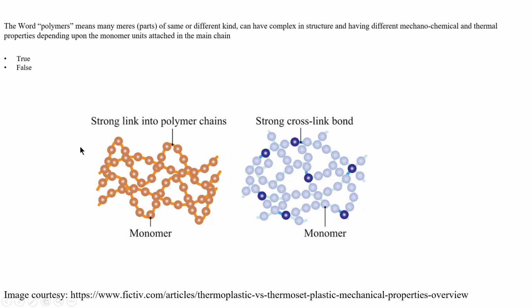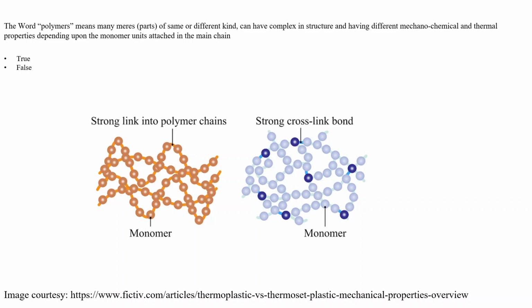So the definition is being asked in this question: what is a polymer, and what is the meaning of it? As the definition itself says, polymers are many mers, of same or different kind, and can have complex structures and different mechanochemical and thermal properties. So this definition is true. Here the example shows a straight chain polymer and a cross-linked polymer. The dark blue portions show the strong cross-linking bonds, which provide extra stability and mechanical properties to the polymer itself.